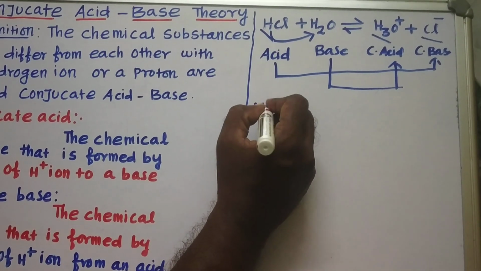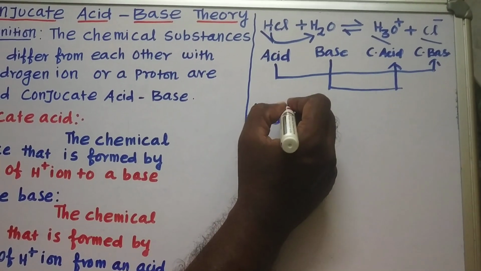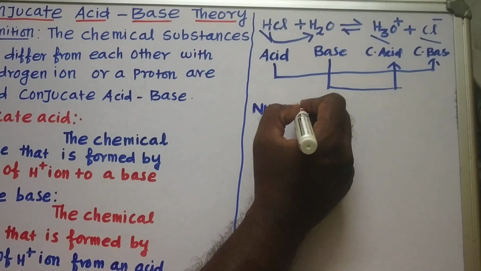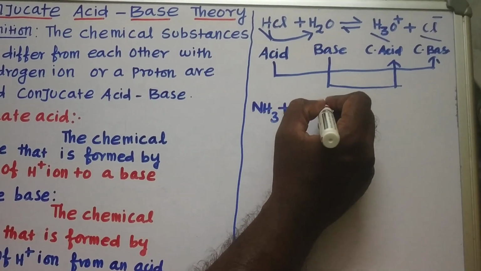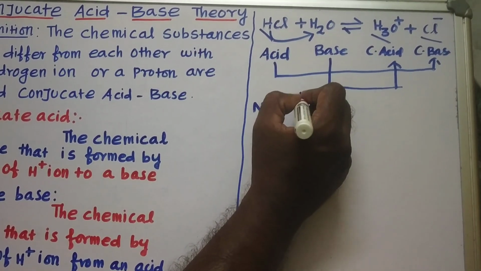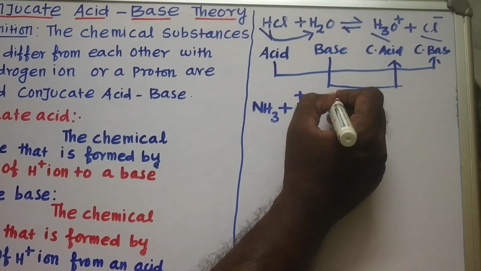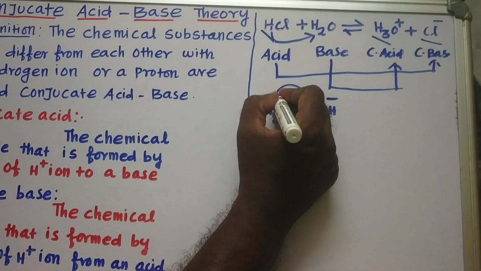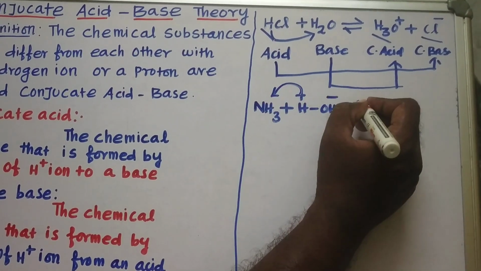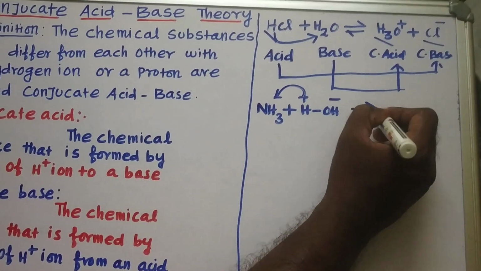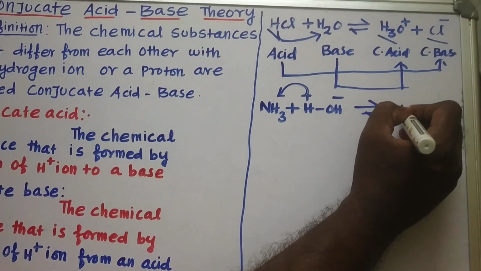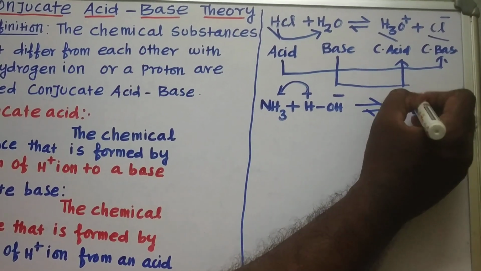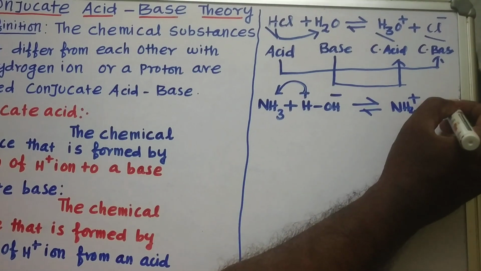When ammonia reacts with water, the water is present in the HOH form. Both hydrogen ion and hydroxyl ions are present in the water. This H plus ion adds with ammonia and forms NH4 plus and OH minus.